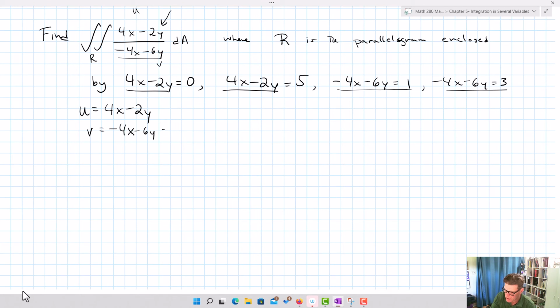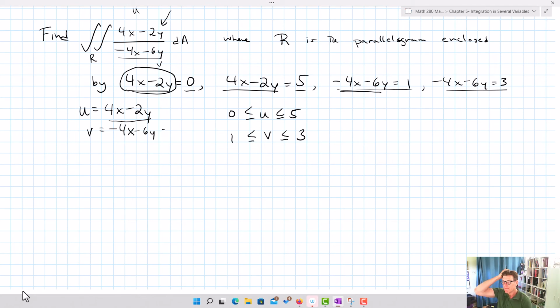Now what we're going to need to do is notice our bounds. So 4x minus 2y is going to go from 0 to 5. Okay, so u, which is 4x minus 2y, is going to be greater than or equal to 0 and less than or equal to 5. Then v, which is negative 4x minus 6y, is going to be greater than or equal to 1 and less than or equal to 3. Okay, so that gives us our u and our v.